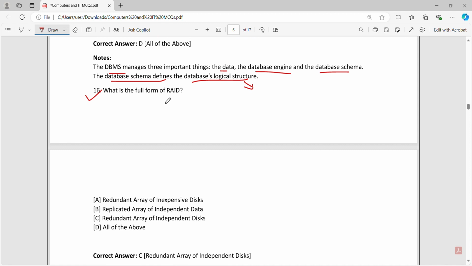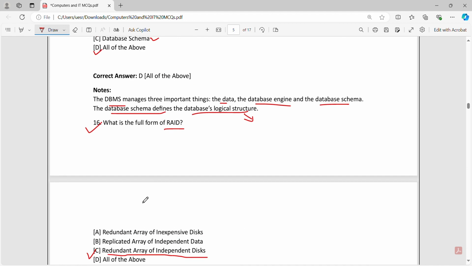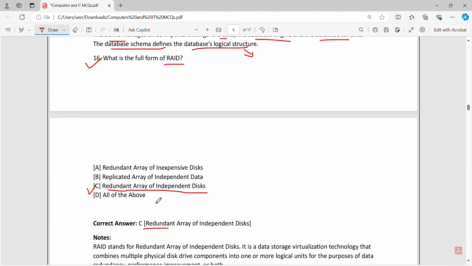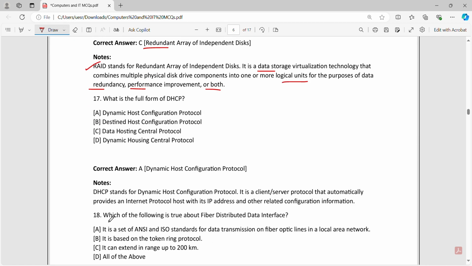16th question. What is the full form of RAID? So answer is redundant array of independent disk. So RAID stands for redundant array of independent disk. It is a data storage virtualization technology that combines multiple physical disk drive components into one or more logical units for the purpose of data redundancy, performance improvement or both.